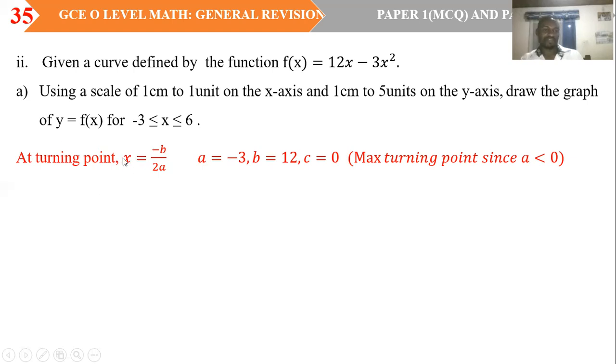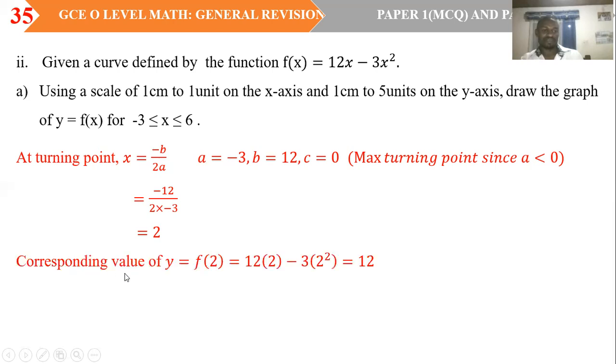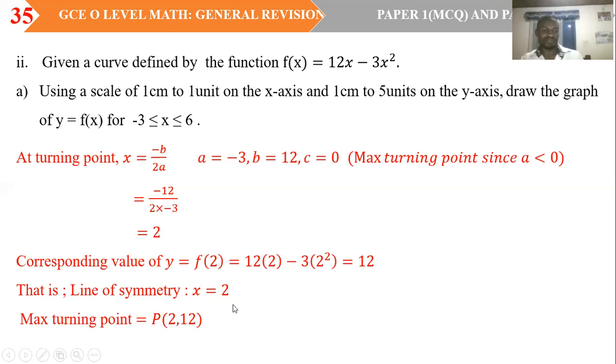Substituting, we have x equals -12/2 times -3, which simplifies to 2. We also find the corresponding value of y at this 2, which is f of 2, and that simplifies to 12. And we know that the value of x at a turning point is called the line of symmetry. So the line of symmetry to this function will be the line x equals 2. And the maximum turning point will be the point (2, 12).